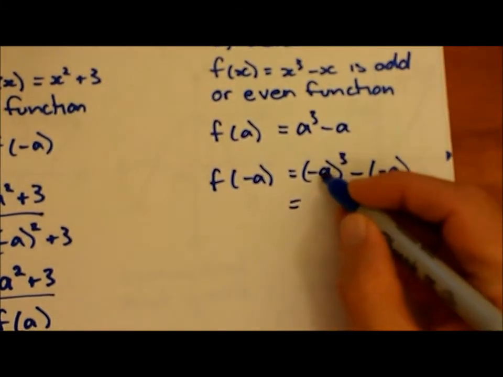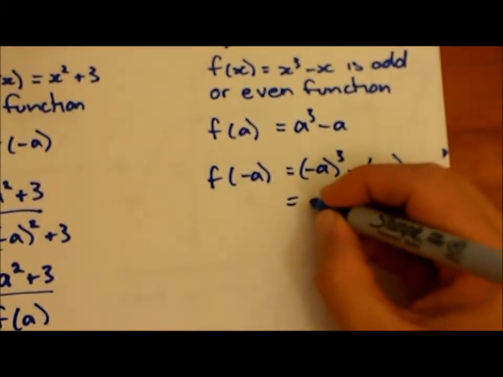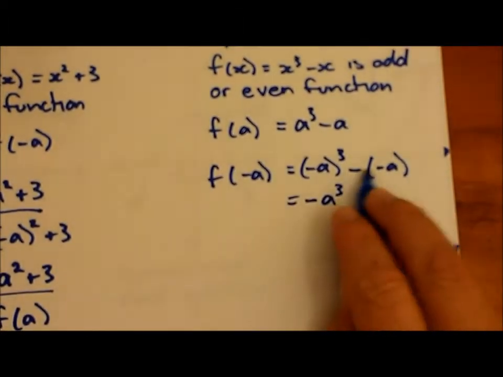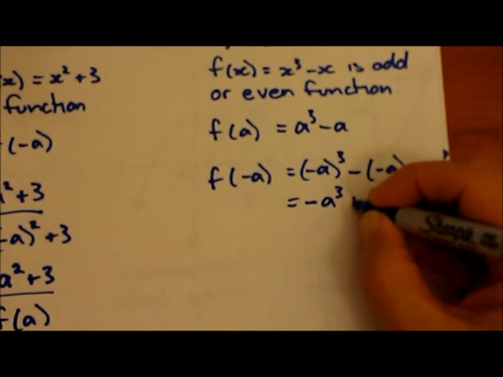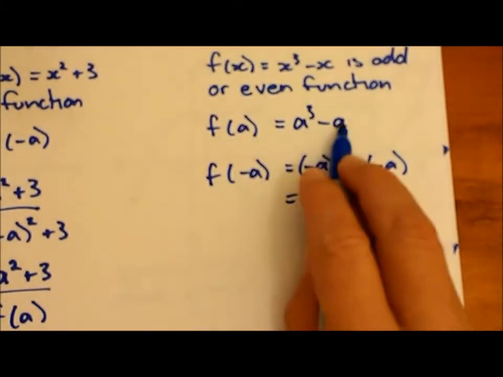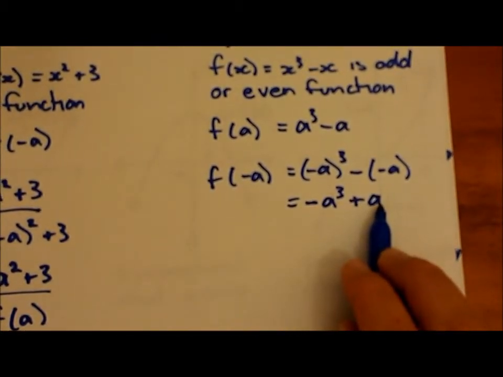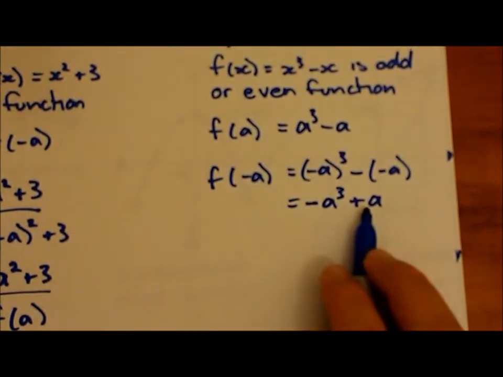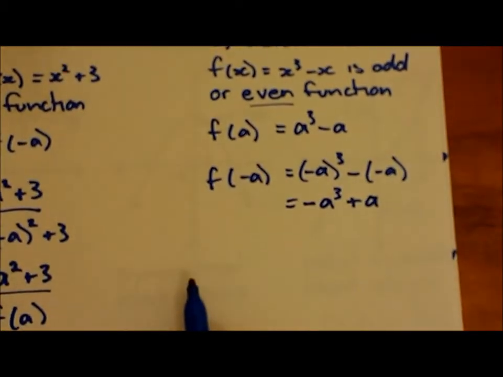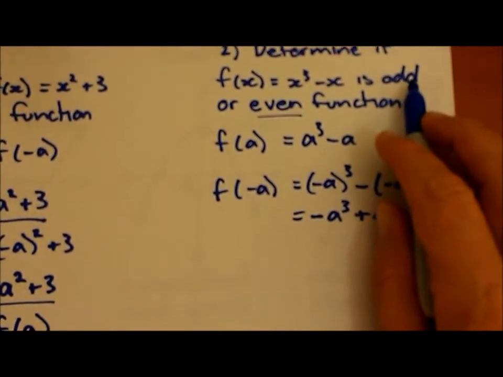Now, when I cube a negative number, my answer is always negative, so I get negative a cubed. And these two adjacent negative signs make that plus a. So far I've got a cubed minus a, I have negative a cubed plus a. So I can see they're not exactly the same. Straight away I can rule out the fact that it can't be an even function. I just need to check to make sure they definitely are an odd function.